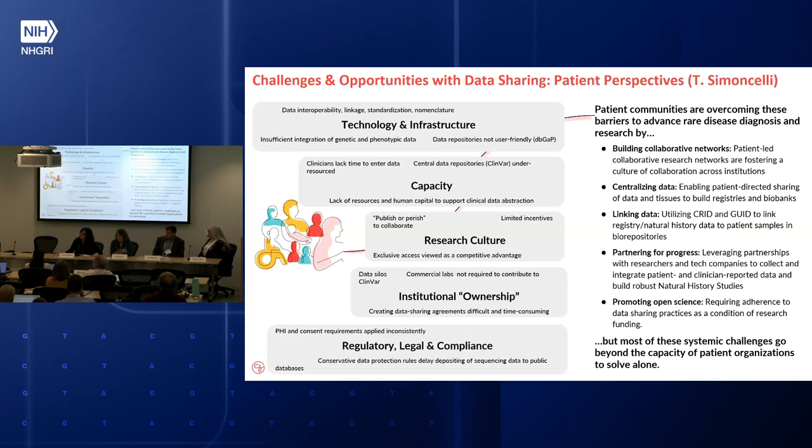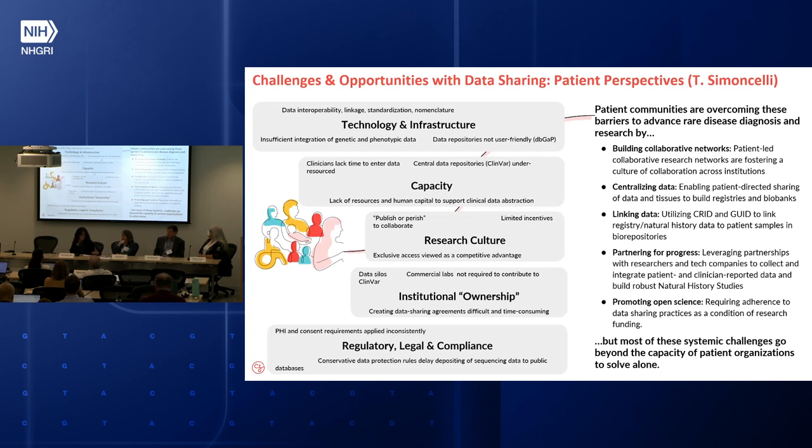On the right-hand side, ways that they're overcoming some of these challenges themselves, taking the reins and trying to solve some of these problems or address some of these bottlenecks. The first one is these groups are building patient-led collaborative research networks that are fostering a culture of collaboration across institutions. Collectively, our 50 Rare as One network patient-led organizations that we have funded have engaged more than 6,000 researchers and clinicians around the world in their networks.